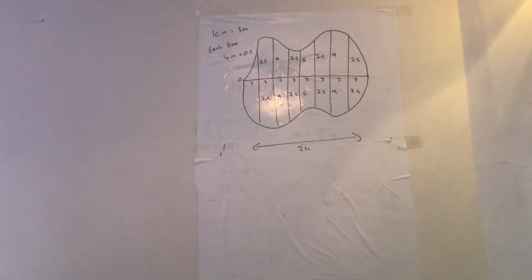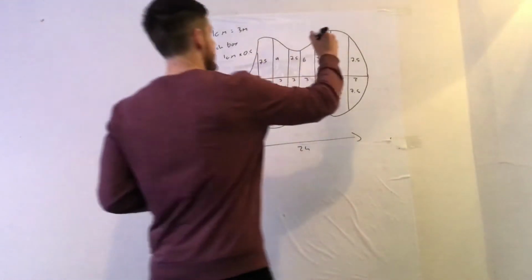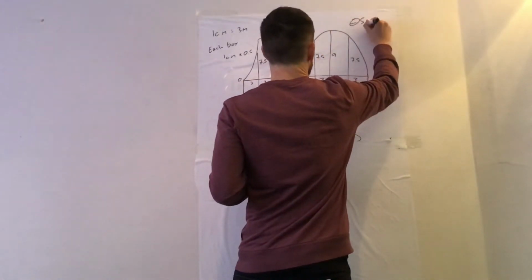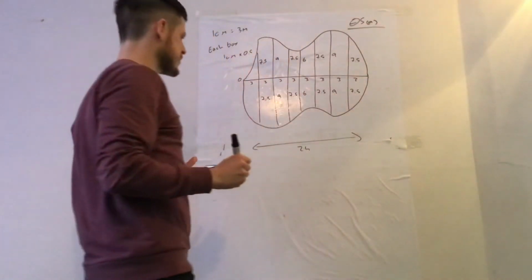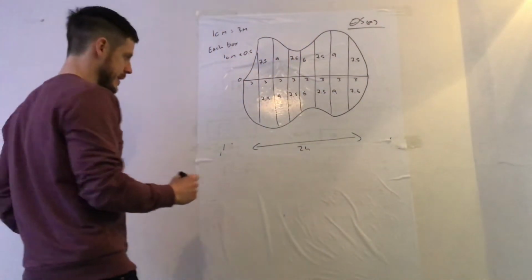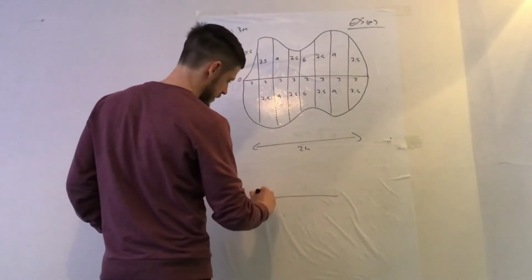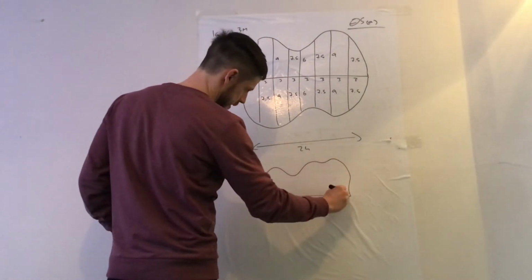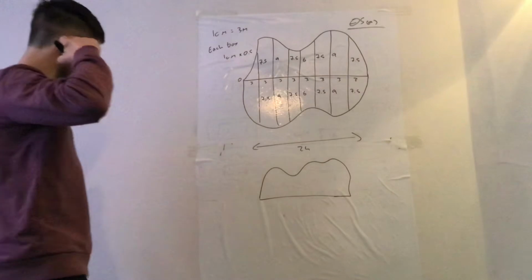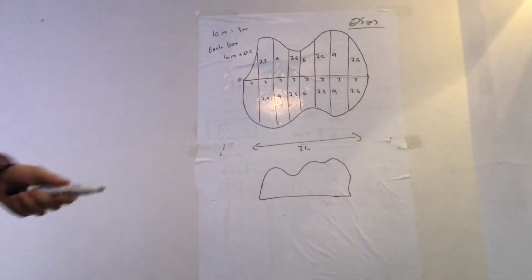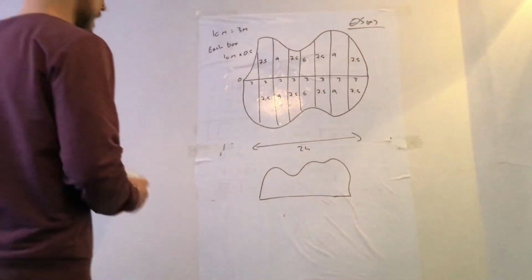Hi guys, so I'm going to do question 5 part A of the 2019 paper. It's a trapezoidal rule question. A trapezoidal rule is basically when we have an irregular shape like this, and we apply this rule, which is given in our log tables, to estimate the area here.